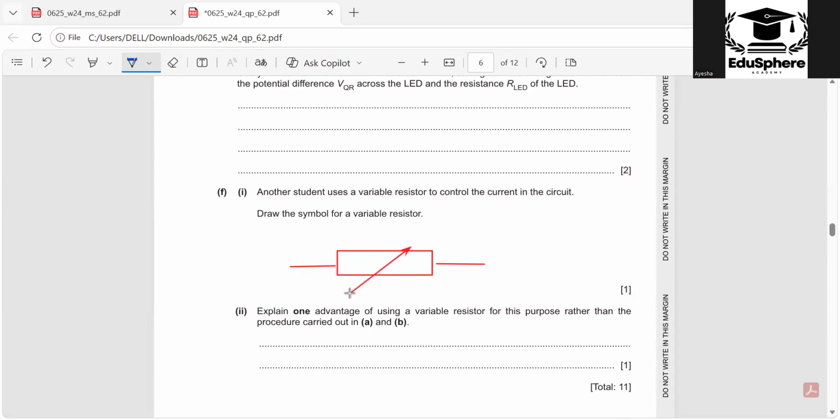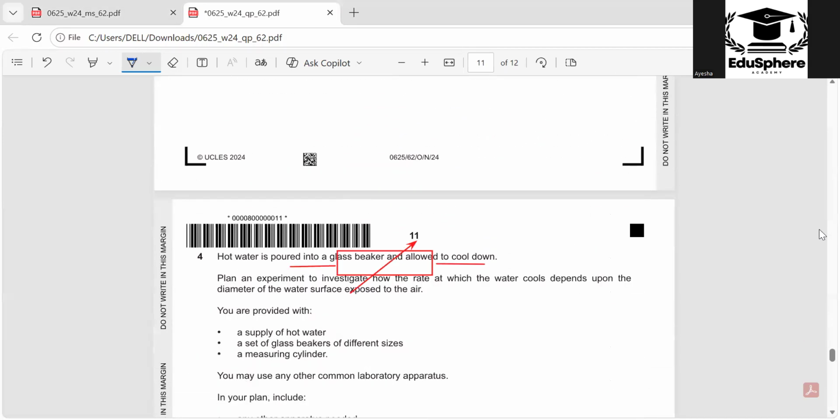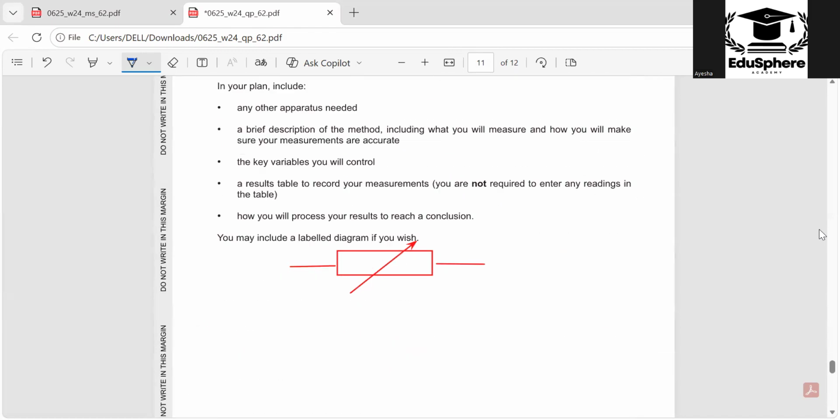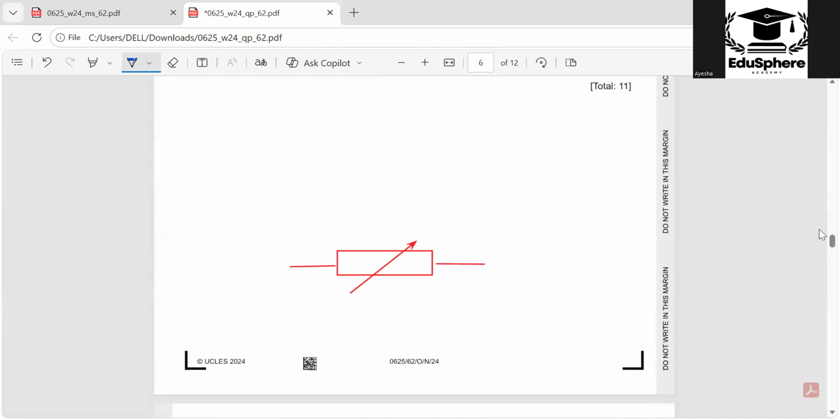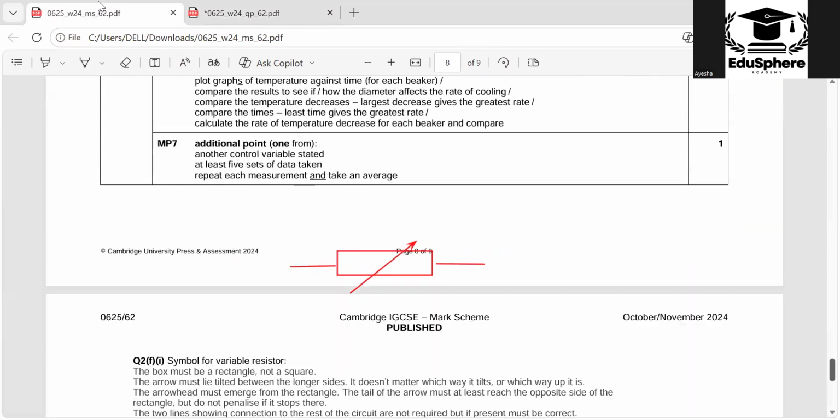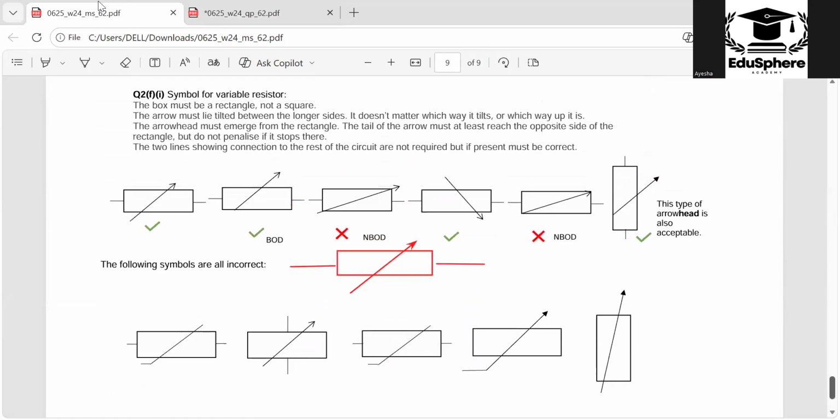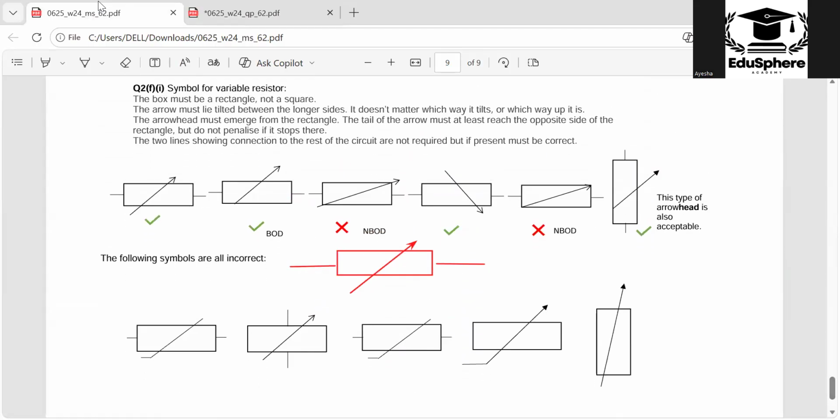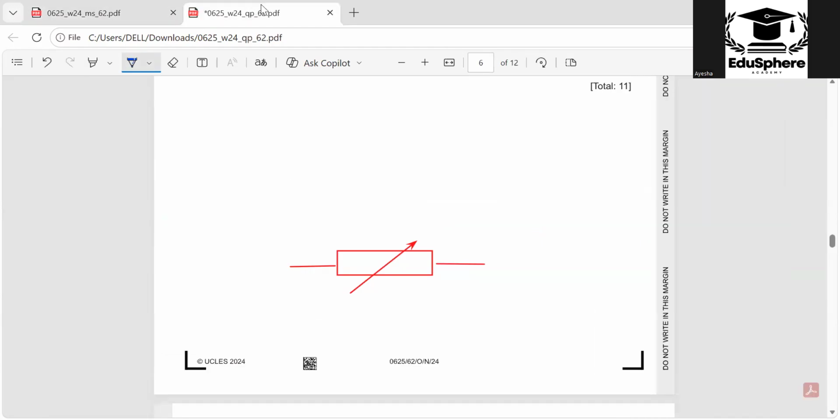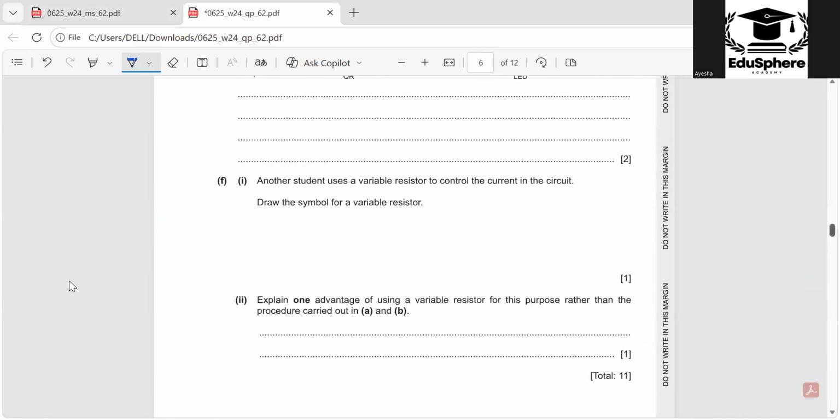So this way, this is the variable resistor. You can also see at the bottom of the mark scheme, they have shown us some of the symbols. This one is the correct symbol. So use a very basic and correct symbol for this one, okay? Now moving on to this one, and here we are with the question.